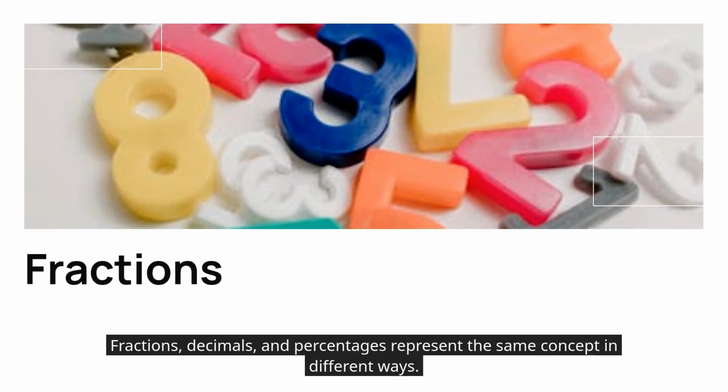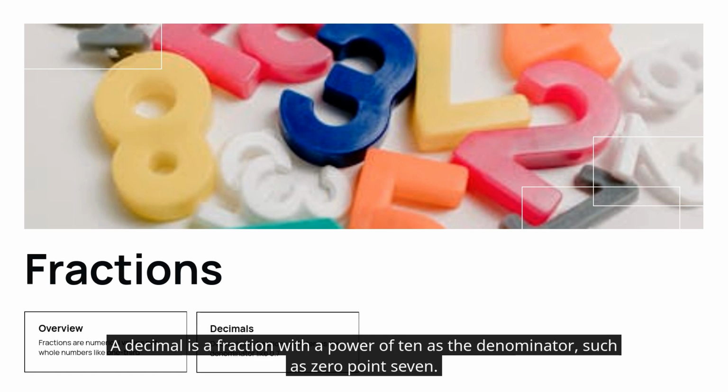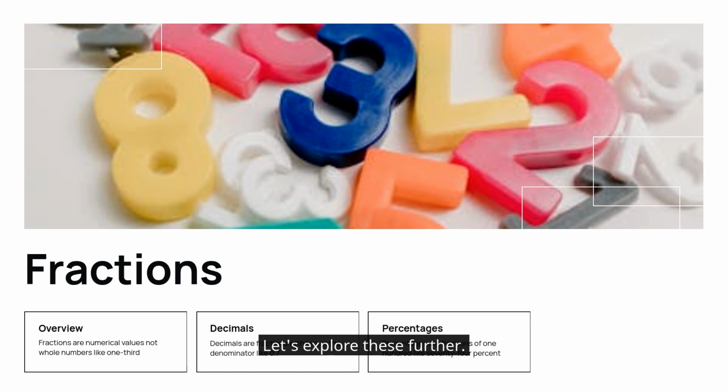Fractions, decimals, and percentages represent the same concept in different ways. A fraction is a numerical value that isn't a whole number, like 1/3 or 3/4. A decimal is a fraction with a power of 10 as the denominator, such as 0.7. A percentage is a fraction of 100, like 74%. Let's explore these further.